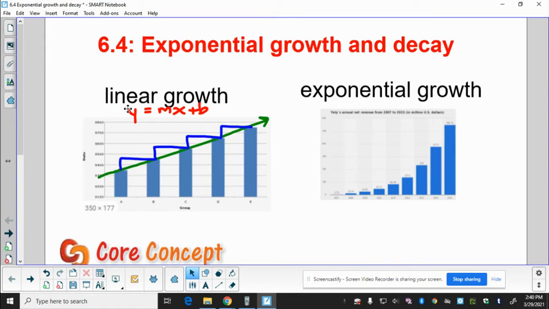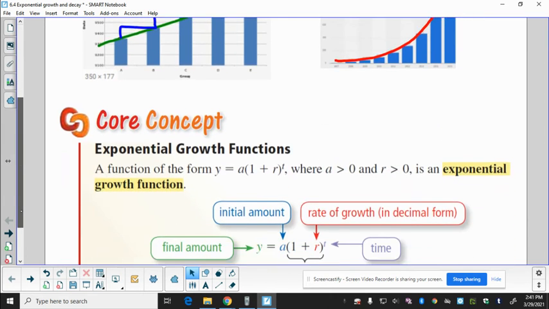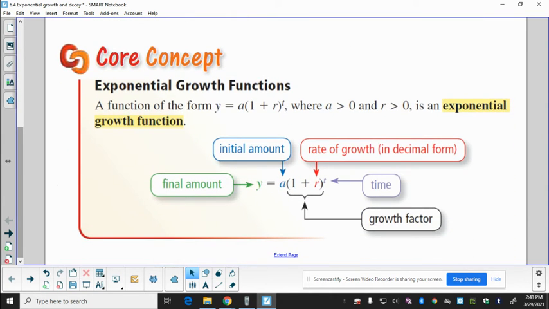Exponential growth is not the same thing. In exponential growth, what you see is a curve that starts off growing slowly, and then as time moves on, grows faster and faster and faster. And that is growing by a process of multiplication. That's the difference between the two. Let's go down here and take a look at the formula for exponential growth. I want everybody to study that, and then we're going to move on to some questions.